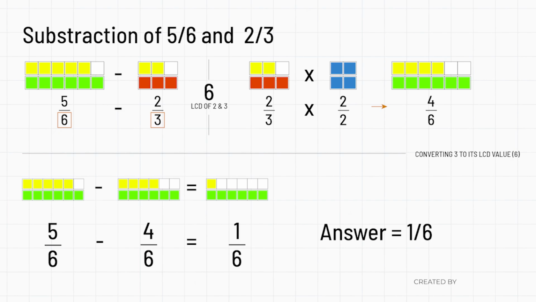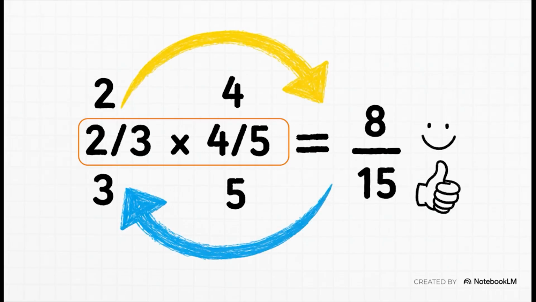You do the same first step, find that common denominator, but then instead of adding the top numbers, you just subtract them. So if we have 5 by 6 minus 2 by 3, we first change 2 by 3 into 4 by 6. Then it's just 5 minus 4, which is 1. The answer is 1 by 6. Easy peasy. Get ready for the easiest one of them all.